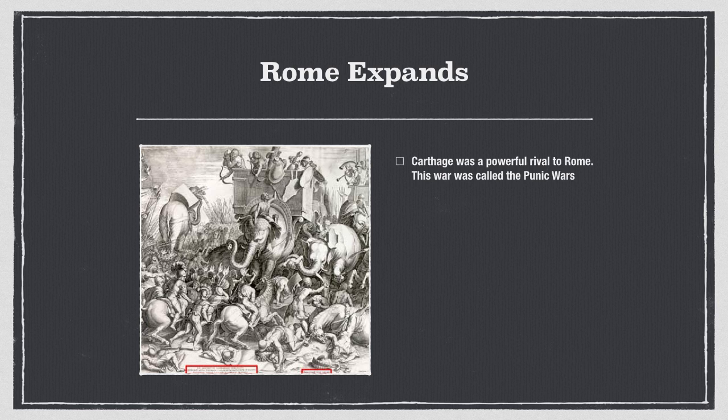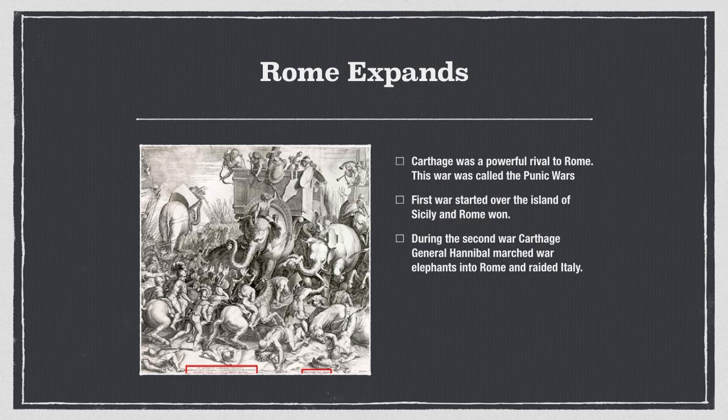Carthage was probably the most powerful rival to Rome. They ended up fighting a war between Rome and Carthage. They actually fought 3 different ones called the Punic Wars. The first Punic War started over the island of Sicily. Rome wanted Sicily because of the granaries that were there, and Rome ends up winning.